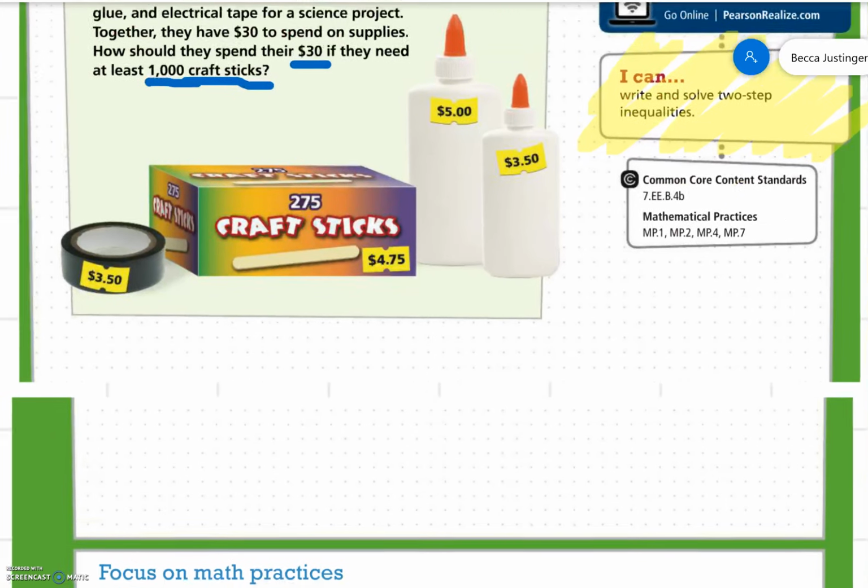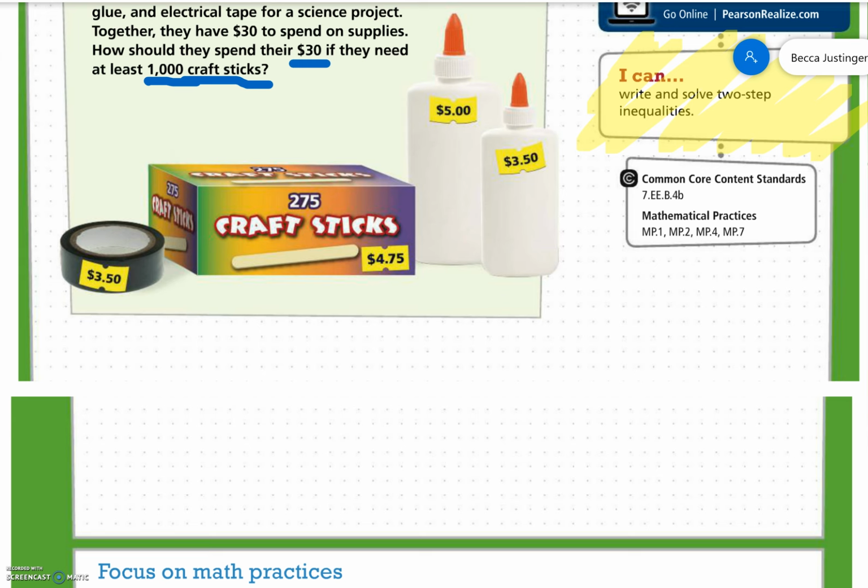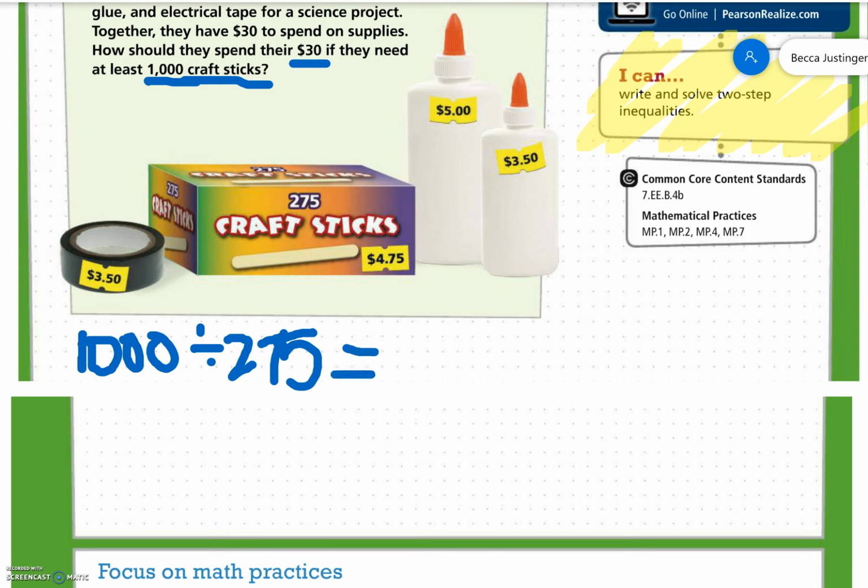Okay, well, if we know we need 1,000 craft sticks, we can do 1,000 divided by 275 to see how many boxes of craft sticks we need. That is 3.63 repeating. Can we buy 0.63 of a box? No, so we're going to have to buy at least 4 boxes.